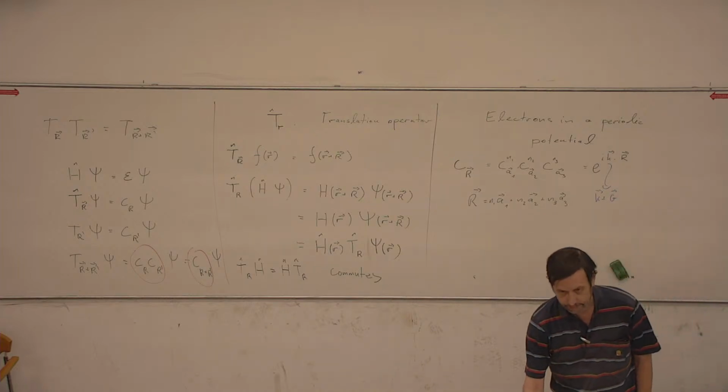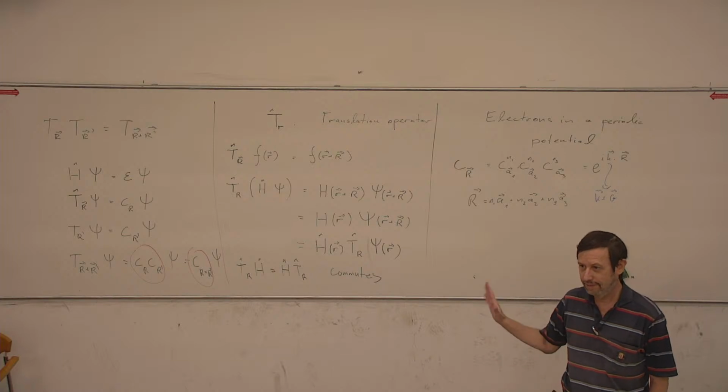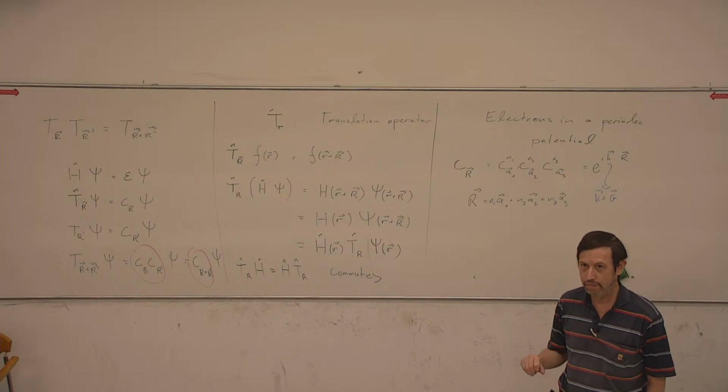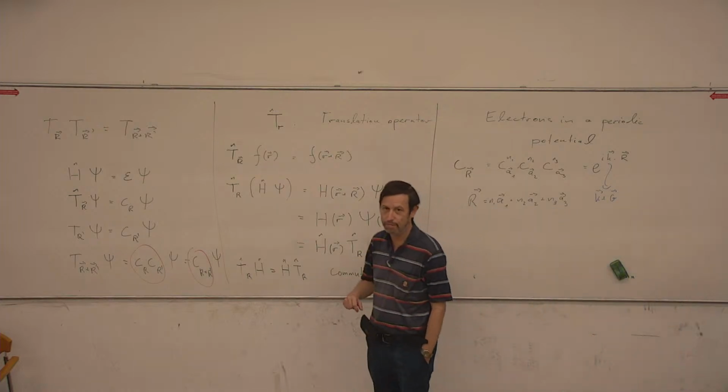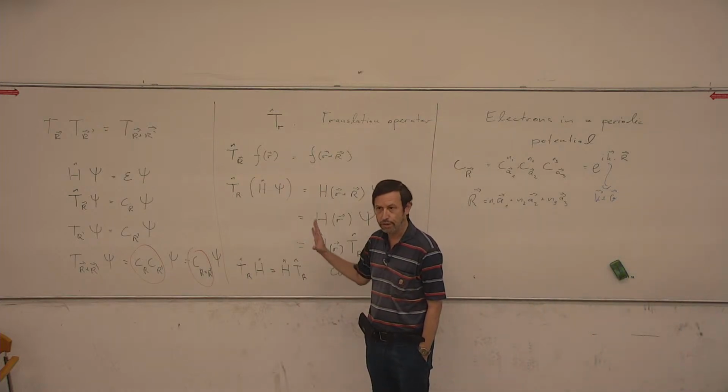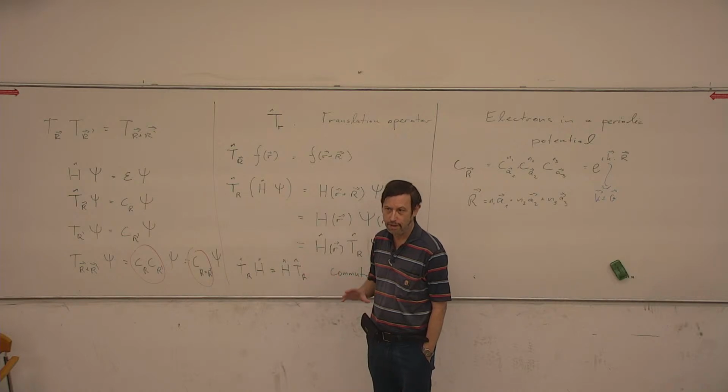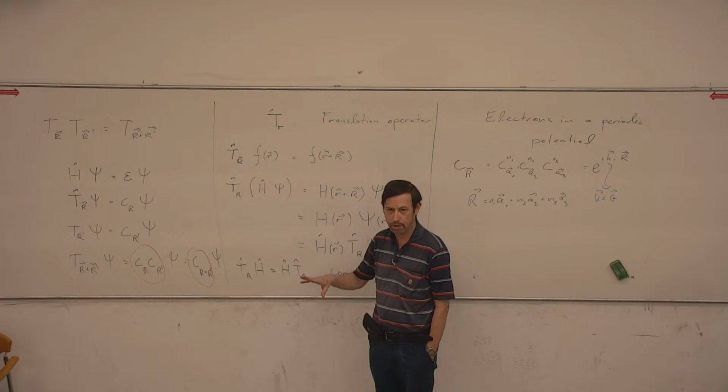Okay, first description. First proof of Bloch's theorem. Very general, it is very elegant in the sense that it captures the symmetries.